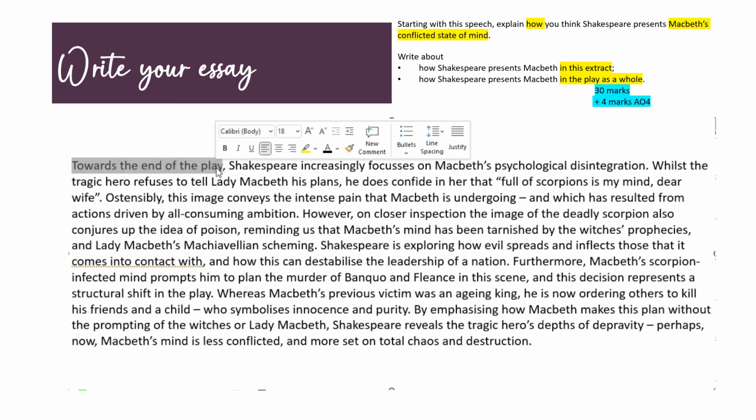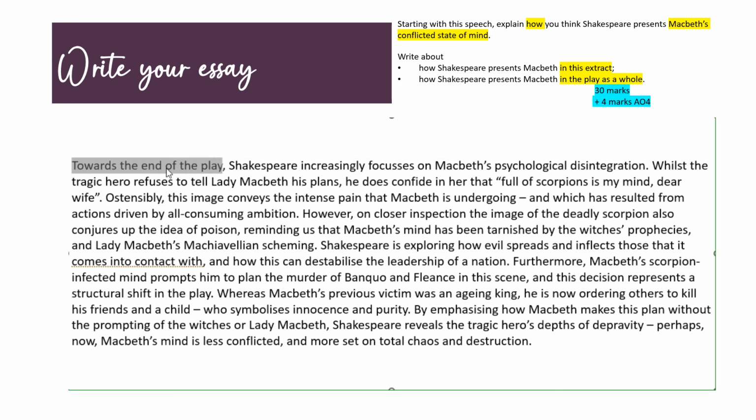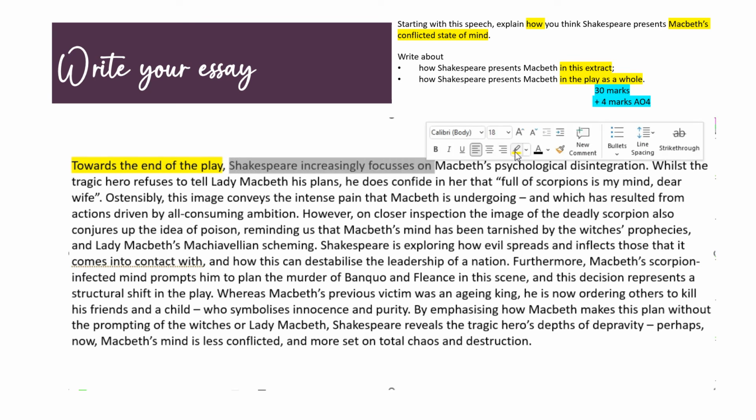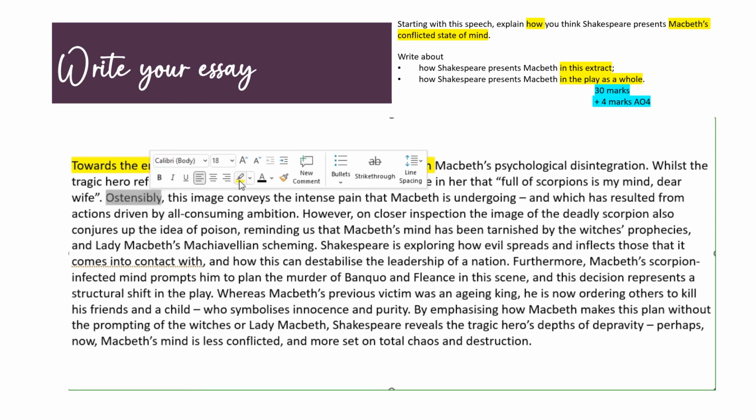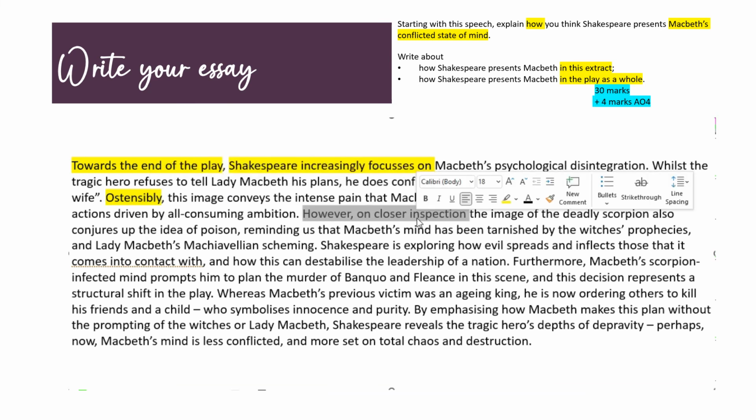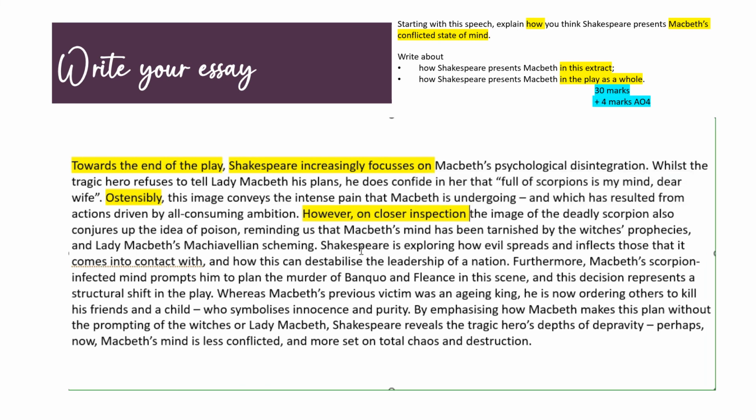So in terms of sentence starters that you could use in your other essays, this idea of signposting where we are in the text is really quite important. So, "towards the end of the play," for example. Make sure that you're constantly or frequently using the author's surname. So don't call him William, make sure you call him Shakespeare, but use the author's surname to show that you're focusing on the choices that the writer is making. Another sentence starter that we looked at was "ostensibly" and "however, on closer inspection." "Shakespeare is exploring" is a useful one. That "furthermore" might come in useful. And "by emphasising how" and "Shakespeare reveals" might come in useful as well.